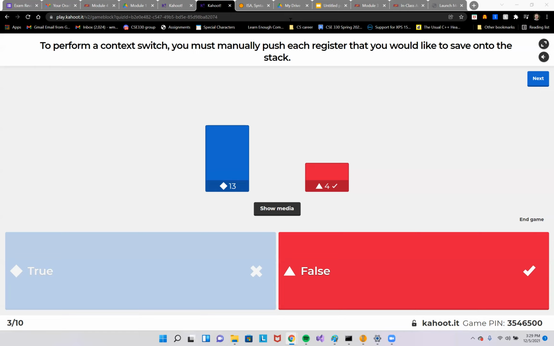Yeah, so the reason it's false is because you don't have to manually push the registers onto the stack every time. You can use the call pseudo-op. The call pseudo-op does it all automatically for you. Yeah, no problem.